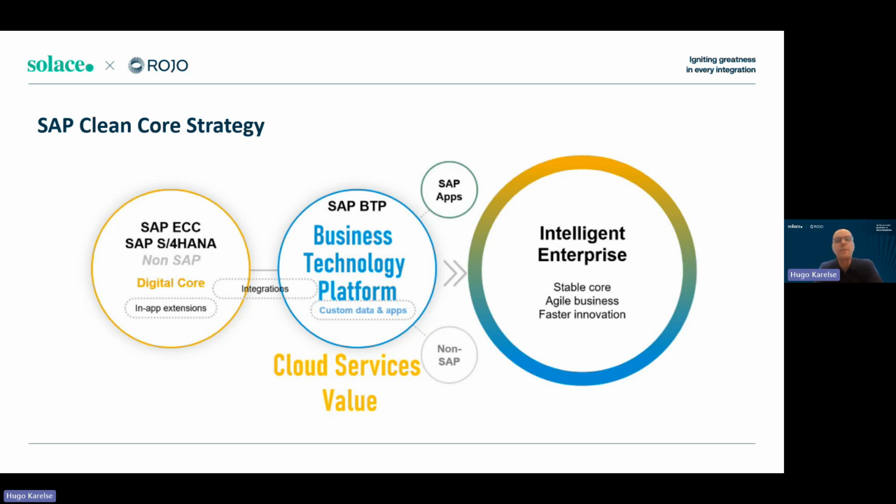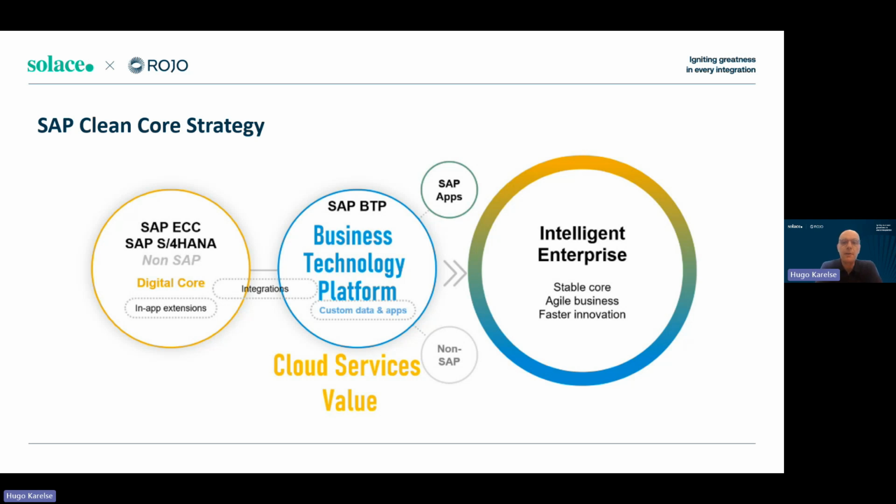Central to this strategy of keeping your ERP core clean is SAP's Business Technology Platform, which allows customers to build side-by-side extensions rather than modifying the existing S/4HANA core. Because if you modify this S/4HANA core, you end up where customers have been before. It's difficult to maintain, difficult to upgrade, and it's at a much higher cost.